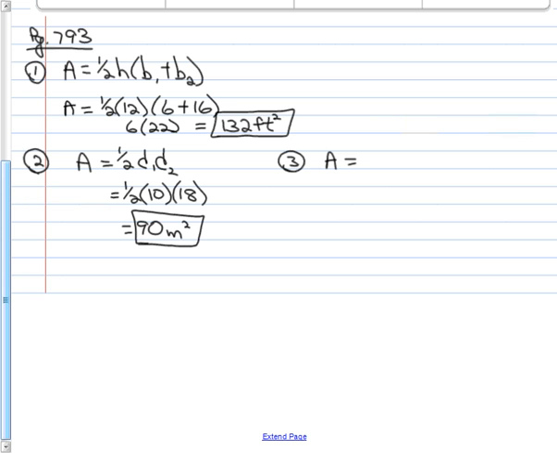Shape for number 3 is a kite. Formula is same as the rhombus: 1/2 diagonal 1 times diagonal 2. So, do I know one diagonal? Oh, they're too easy. 21, and the other one is 17, and so that gives us an area of 178.5. What's our unit? Meters squared. Here, get my 0.5 out there.